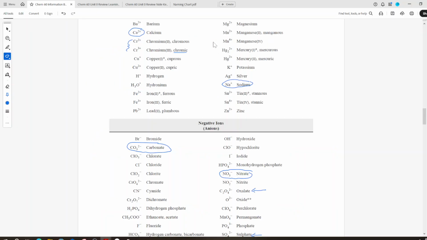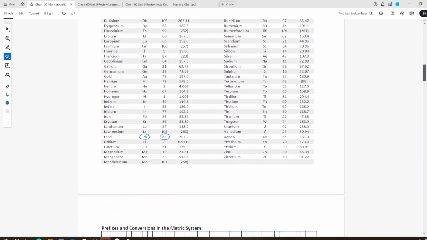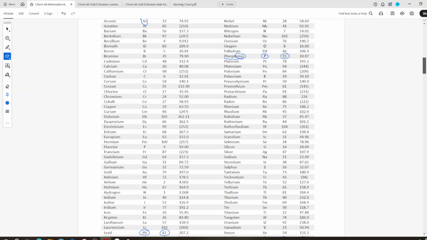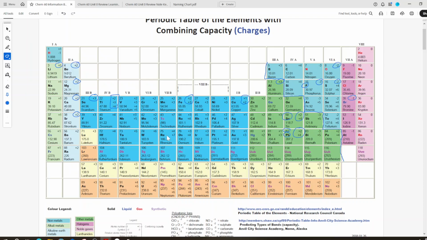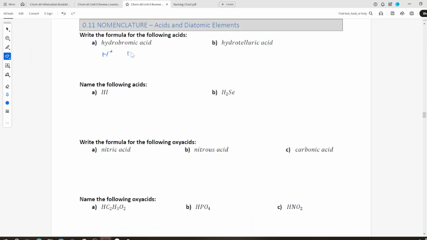Bromine, not in that list, so we have to go back up here. Bromine is 35. 35 is over here. Bromine is a -1 charge. So this is going to be HBr. And something I haven't done in the key, but I'm just going to mention here, is that acids are always aqueous. So if you're ever wondering the state of an acid, you could always put the aqueous after.